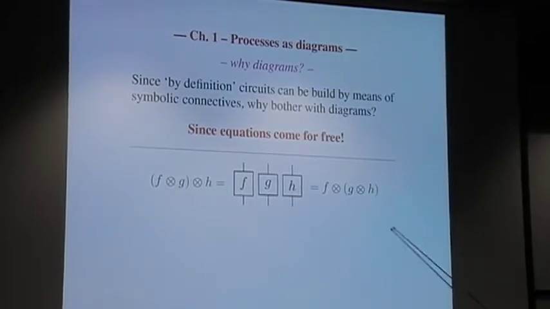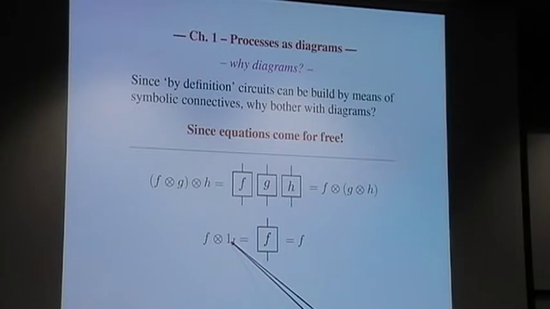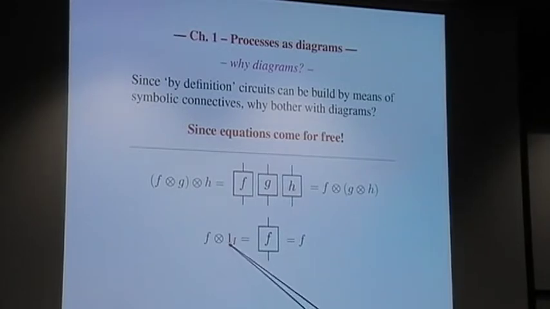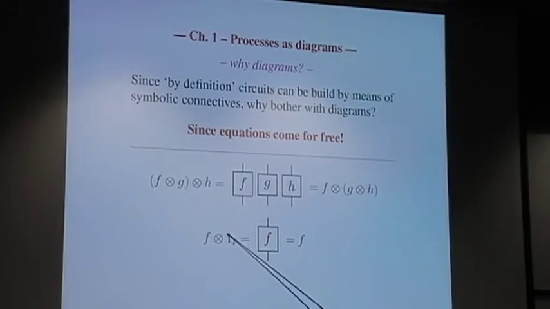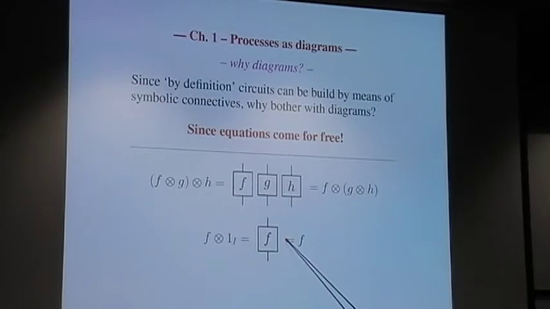So the associativity equation is something you have to carry around in symbolic notation, which you don't need in diagrams. Here is another one: saying that the empty diagram is a unit first requires a notation for the empty diagram, for example, something like this, one, whatever. And then you have to say that this is equal to that. Now, in diagrams, these two equations are just the same. There's no way to write this down other than this.